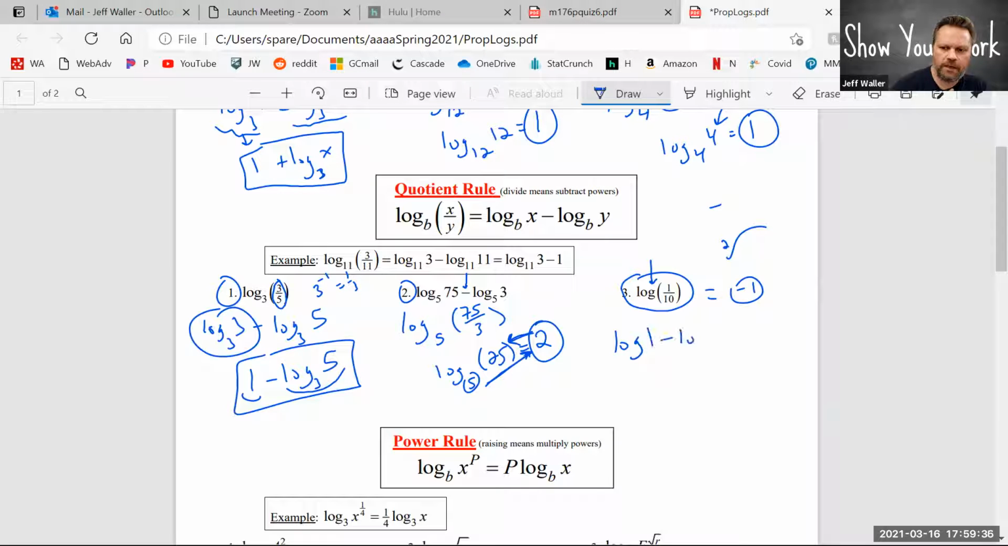Log 1 minus log 10. What's log base anything of 1? 0. Good, because anything needs a 0 power to become 1. And what's log base anything of itself? 1. And what's 0 minus 1? Negative 1. Yay! So it still works, but I didn't need it because 1/10 is just the reciprocal of 10. So I knew it was a negative 1 power already. I didn't need a quotient rule to help me.